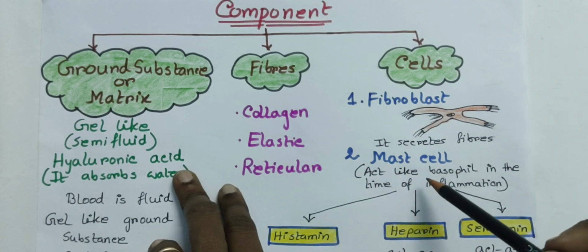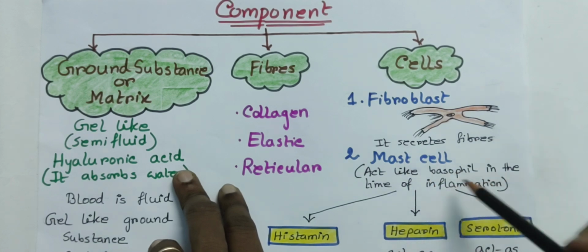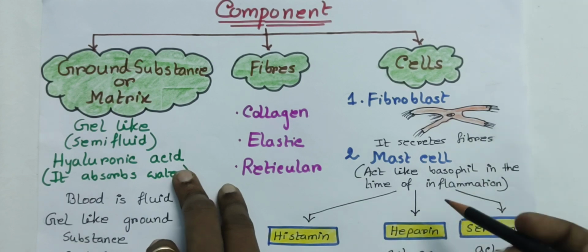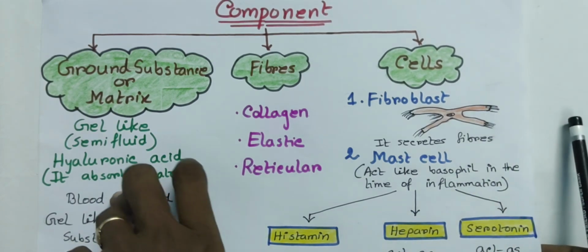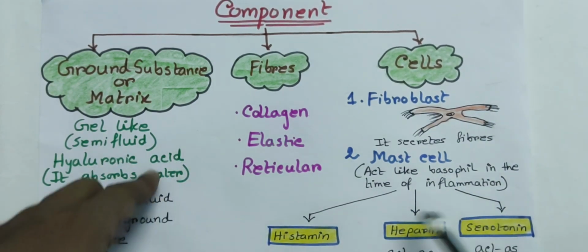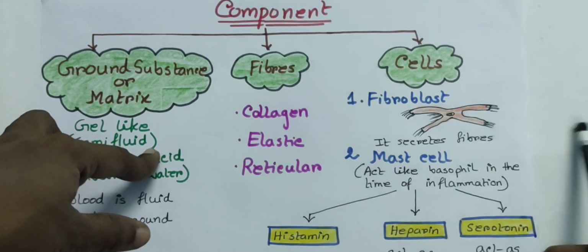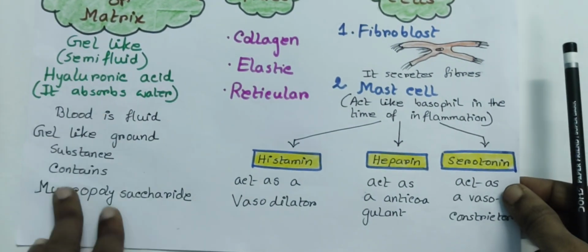Then there are mast cells, which act like basophils at the time of inflammation. They secrete three types of substances: histamine, heparin and serotonin. So what are the functions?